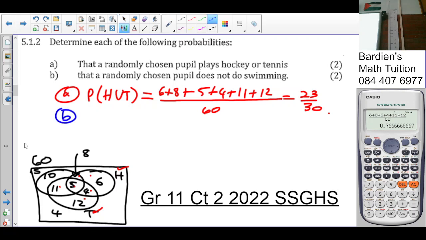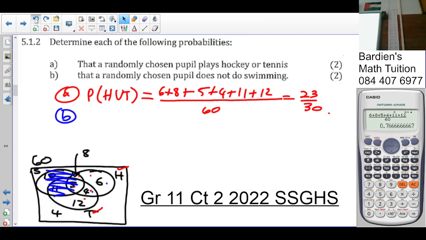Then in B it says that a randomly chosen pupil does not do swimming. So everything from the swimming is out. Can you see that? In other words, it's going to be 6 plus 4 plus 12 plus that 4. That 4 is not doing swimming. If it had said does not do swimming but does a sport, then I would exclude this 4 at the bottom. But since he said does not do swimming, I must include that 4 as well. You all okay with that?